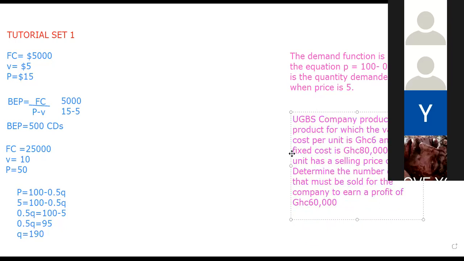Read for me. UGBS company produces a product for which the variable cost per unit is 6 cedis and the fixed cost is 80,000 cedis. Each unit has a selling price of $10. Determine the number of units that must be produced for the company to earn a profit of 60,000 Ghana cedis.